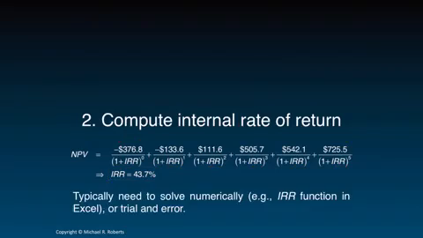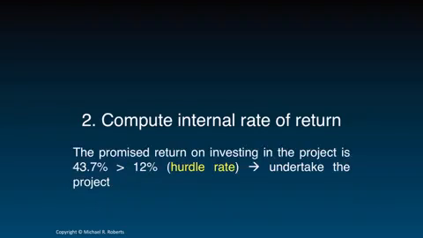Before getting there, I just want to mention, typically we're going to need to solve this numerically unless you have figured out some amazing way to solve higher order polynomials. You can use the IRR function in Excel. I think you can use goal seek in Excel. You can try trial and error, though that's really inefficient. If you're using another software program or a financial calculator, you can do this as well. So what do we do with this 43.7% IRR?